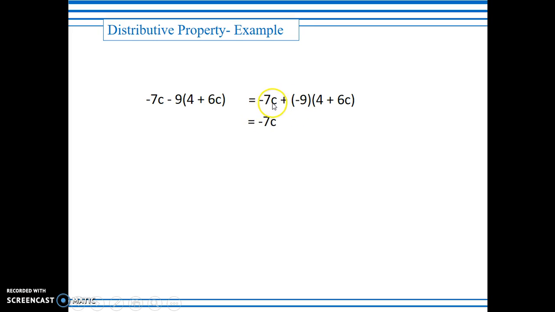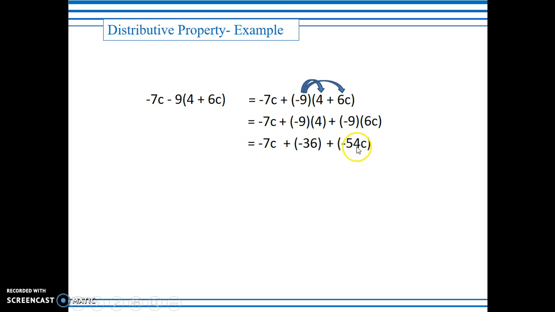Now I'm not going to lose that minus sign. So I'm going to have negative 7c, and I'm going to distribute the negative 9 to the 4, and I'm going to distribute the negative 9 to the 6c. So now I've distributed, and I can just go ahead and multiply. I have negative 7c plus a negative 36 plus a negative 54c. So I can combine my like terms. I have a negative 7c and a negative 54c, so I have a negative 61c minus 36, or negative 61c plus a negative 36. Either one is correct.